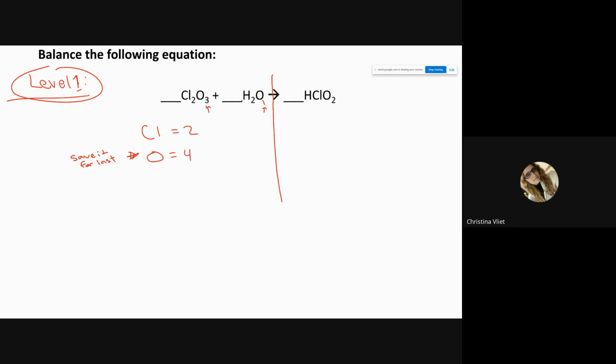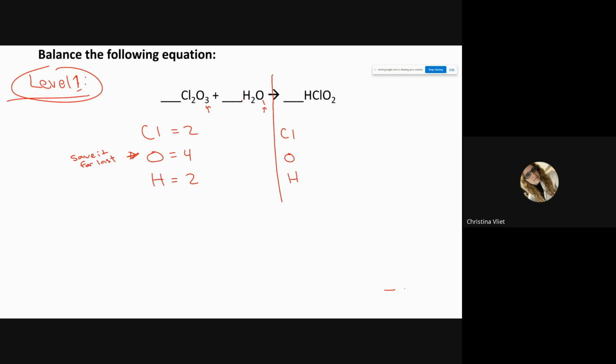So this is just me stating how many I have. On the other side, whatever order I wrote the elements in on the left side, I write them in the same order just to match it easier. So I'm going to write it on the other side as chlorine, oxygen, and hydrogen, only because that's the order I wrote it on the reactant side. It's just to compare. Your eyes sometimes move a little bit and you accidentally look at the wrong number.